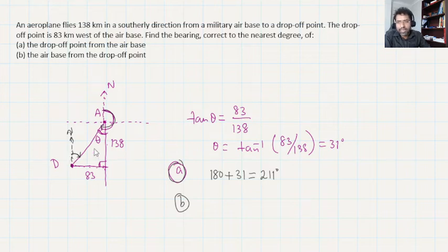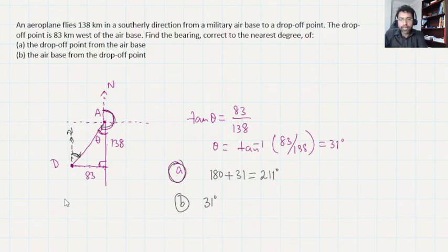If you look at that diagram, the north lines are parallel, and this is the cross line, the intersection line. So you can easily see that this angle and theta are alternate angles, so they are the same. So I can straight away write down that it is 31 degrees, because theta and that angle are the same. Okay, so this is the angle for question B, the bearing of the airbase from the drop-off point.